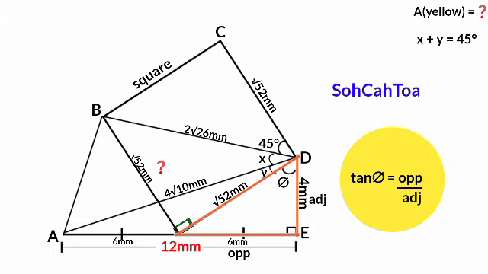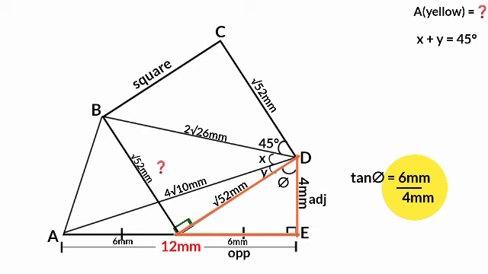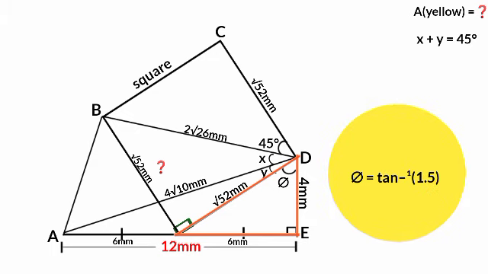From here, tan theta equals opposite over adjacent. Opposite is 6 millimeters and adjacent is 4 millimeters. Here millimeters cancels millimeters, and 6 over 4 is 3 over 2, which is 1.5. So tan theta equals 1.5. If we make theta the subject, theta equals tan inverse of 1.5, which is 56.3. So theta equals 56.3. That is, the size of this angle is 56.3 degrees.